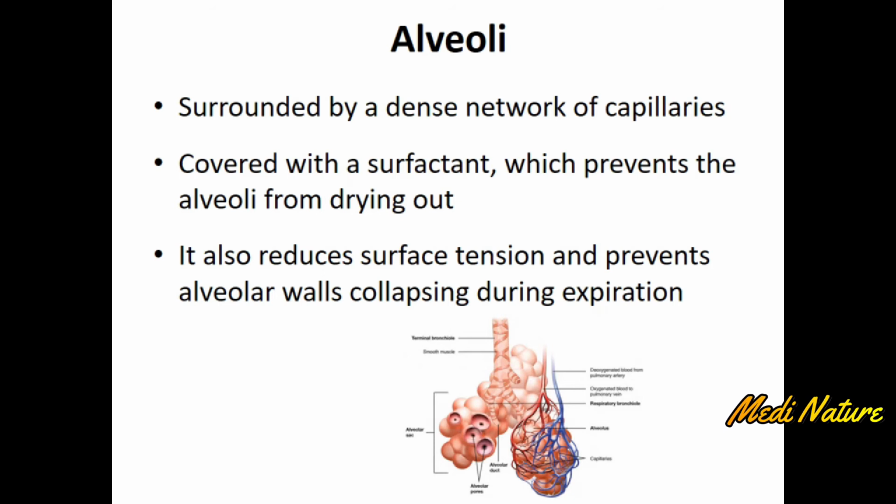The alveoli, where active gas exchange occurs, are surrounded by a dense network of capillaries in order to facilitate effective gas exchange. They are also covered with surfactant, which prevents the alveoli from drying out. The surfactant also reduces surface tension and prevents the alveolar walls from collapsing during expiration.